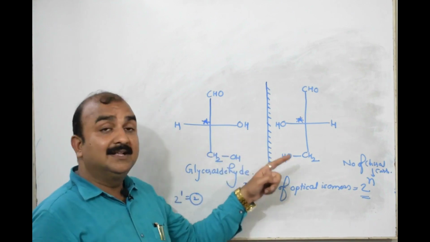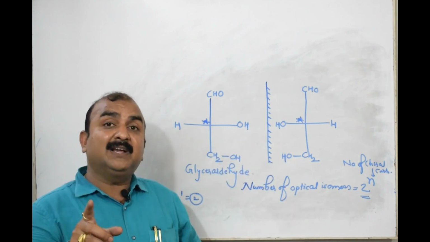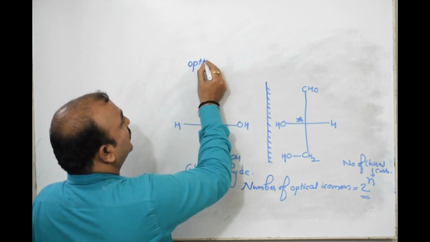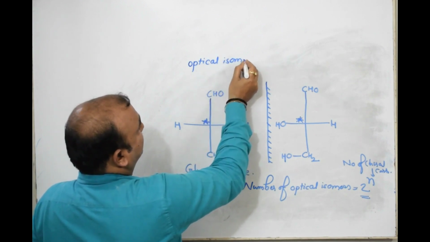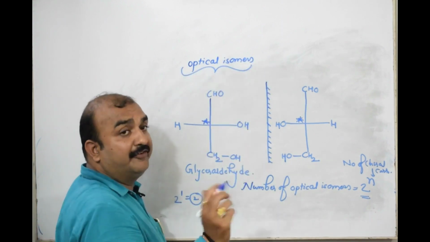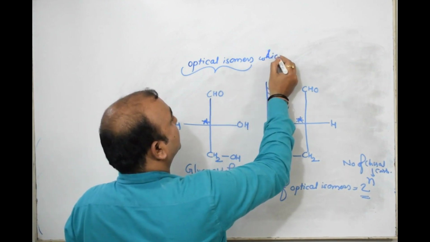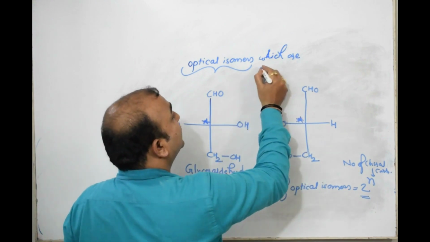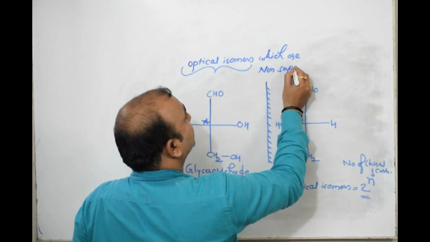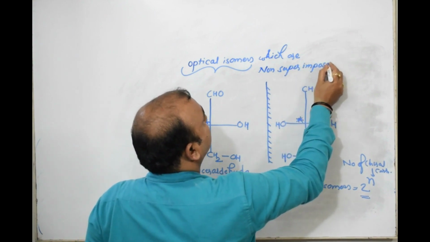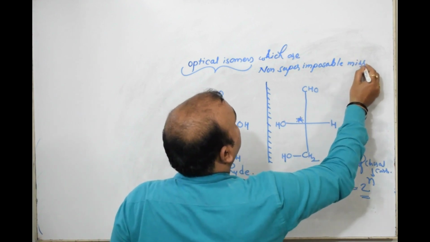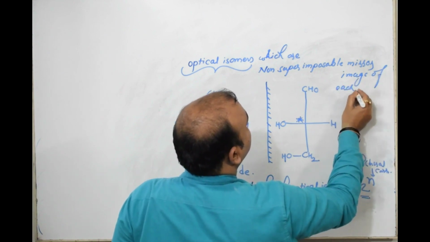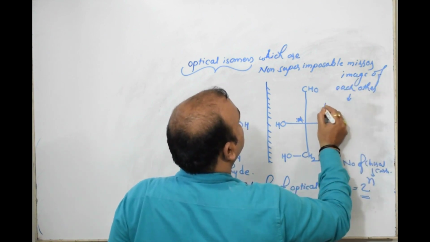First of all, what are they? They are optical isomers. Agree? First of all, they are optical isomers. Yes or no? Yes. These are optical isomers. Optical isomers which are superimposable or non-superimposable? Non-superimposable mirror images of each other, they are known as enantiomers.